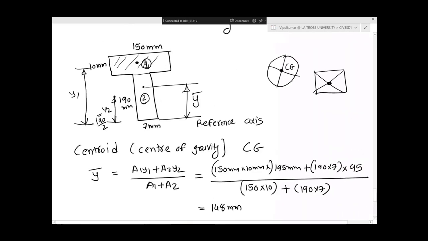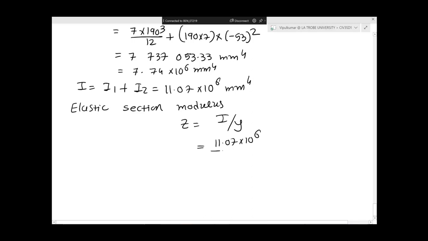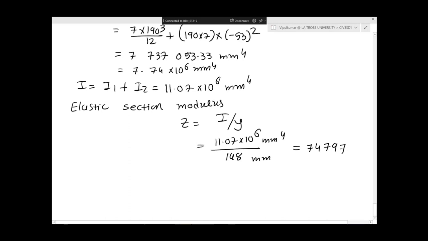Now, once you know all the distances, you can find the elastic section modulus. Z equals I over y. Right. Now, someone might ask, how come you just put 148? Why not another one? Because there are two y distances, right?